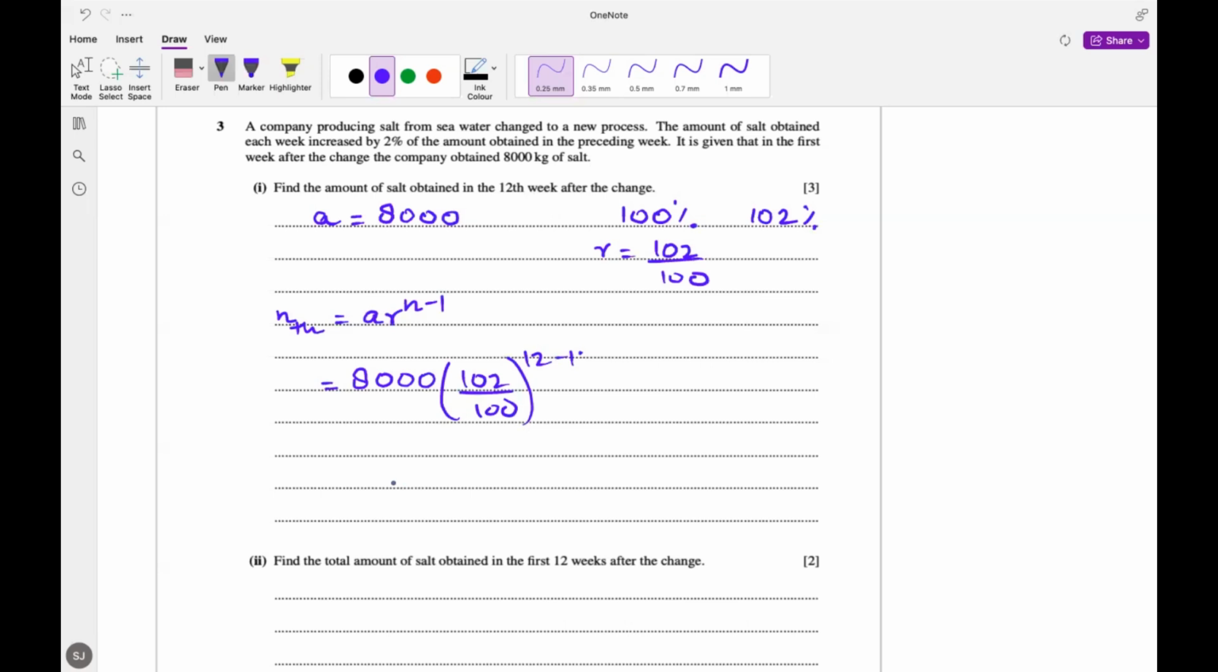Substituting this value in the calculator, we'll get the value for the 12th week as 9946.99. Now, as in our AS exam, we have to give all our answers to 3 significant figures. So the answer will be rounded off to 9950.